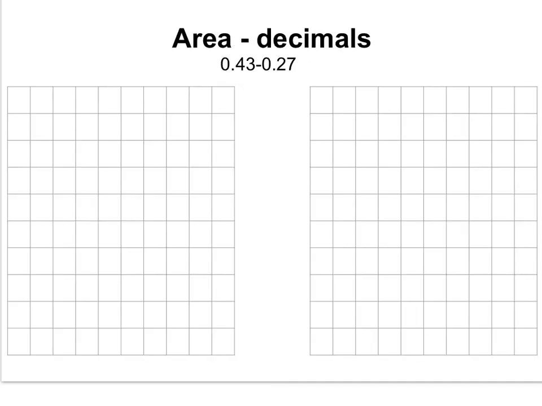All right, so what about decimals? Again, decimals are fine. We like 10 by 10 grids. We like them a lot. But 10 by 10 grids become problematic if we need more than 2 decimal places. This one has hundredths and hundredths, so let's go with it. First thing, we're going to draw them: 43 hundredths and 27 hundredths.